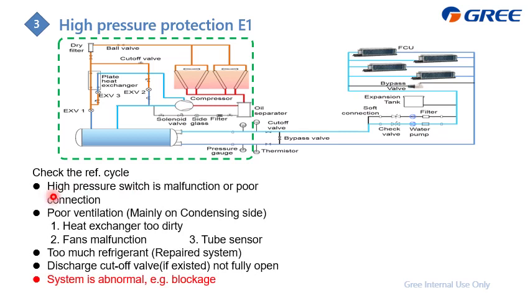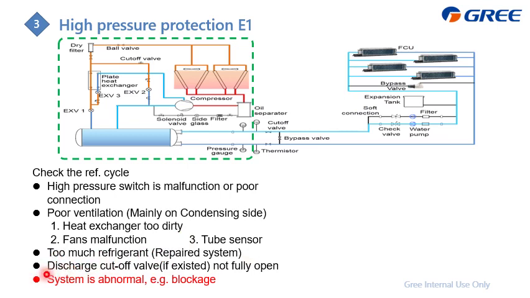First is to check whether the high pressure is really so high or not, which is whether the high pressure switch has a malfunction or poor connection. And then just focus on the condensing side and whether the ventilation is not that good, to check whether the heat exchanger is too dirty, or whether the fans ensure the ventilation. And also the temperature sensor should be in good contact with the pipe, or maybe there is too much refrigerant inside the system, and of course this is only for a repaired system.